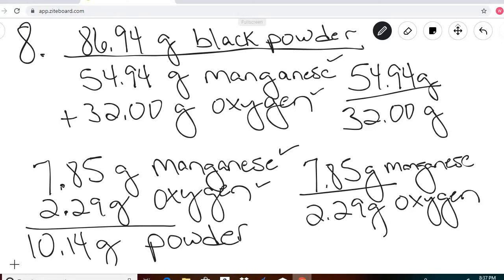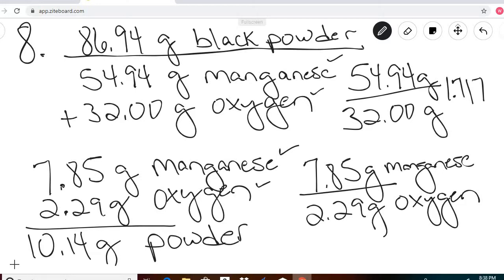Okay, so what is the proportion between those? So 54.94 divided by 32, with four significant figures, is 1.717. So in other words, you have 1.7 times as much manganese as you do oxygen.